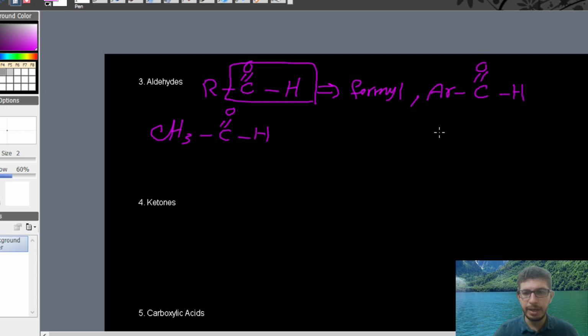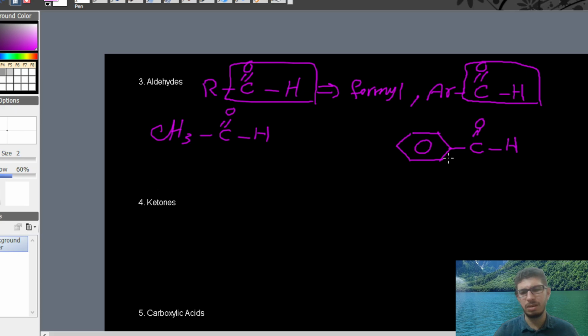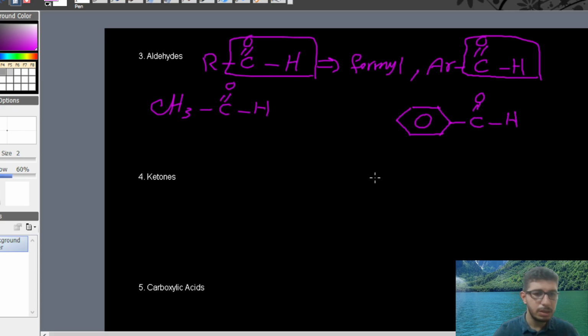C double bond O, H, right? So it could be something like this, a benzene ring attached to the formyl group. This is actually called, let's say, it's a common name, the benzaldehyde, and this is acetaldehyde, no problem with this. Ketones, let's check ketones. Okay, ketones could be something like this, R, C double bond O, R.